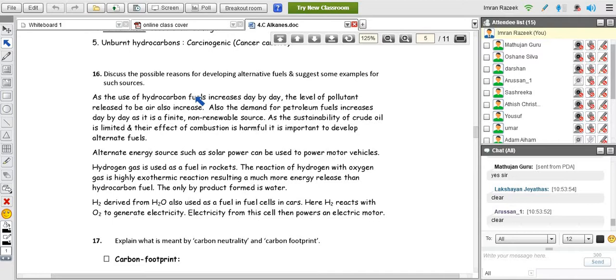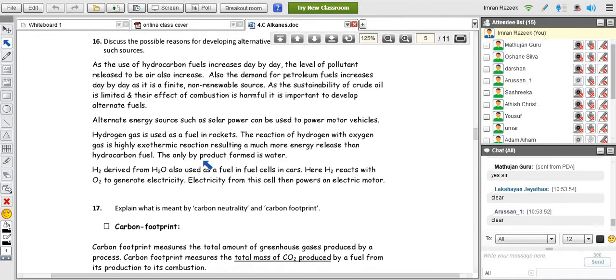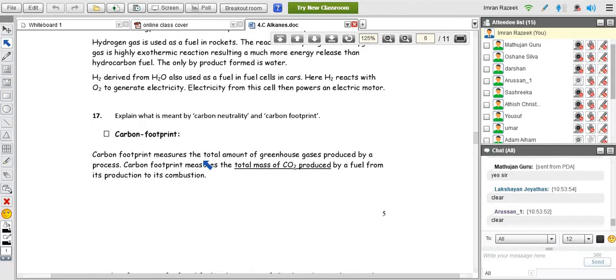Even some countries have vehicles running on fuel cells and solar power. Fuel cell means you pump in hydrogen gas and oxygen gas, a chemical reaction takes place producing water, and as a result electricity is produced. We'll be studying fuel cells in detail later on. Okay, so those are the possible alternative sources.